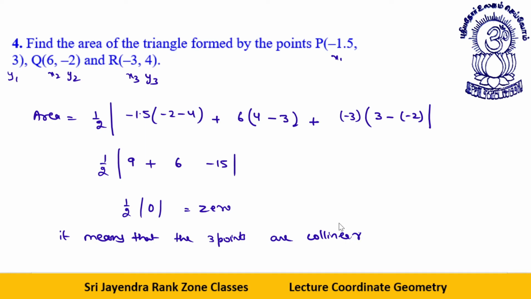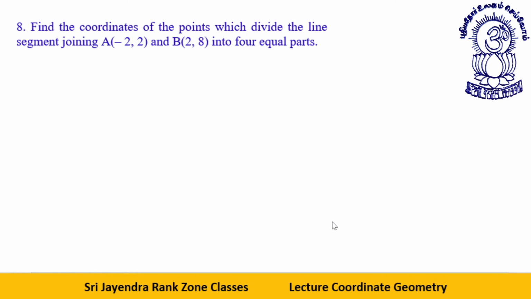collinear. So let's remember, whenever you have any 3 points in a triangle, and if it's actually a triangle, then there will be some area. But if for any 3 points the area is 0, then it is a line. These 3 points are collinear actually. Okay, let me take one question directly on collinear.